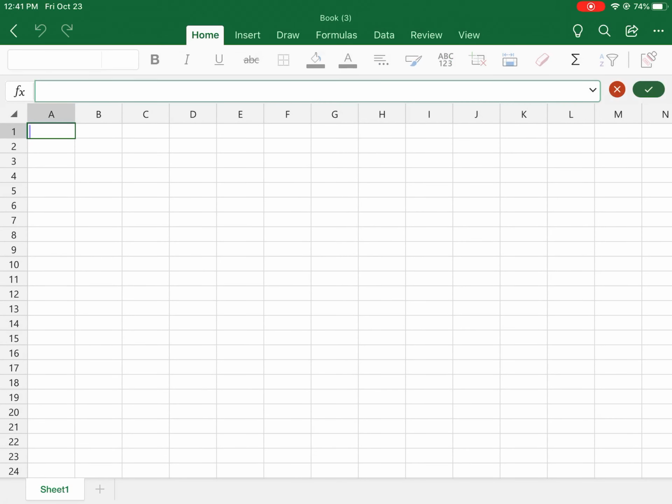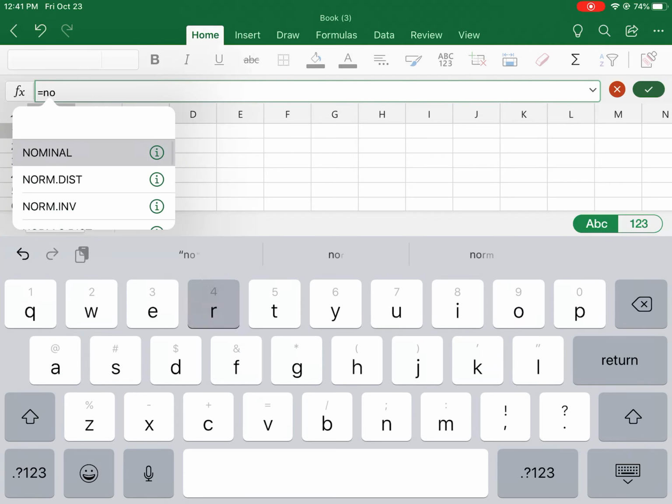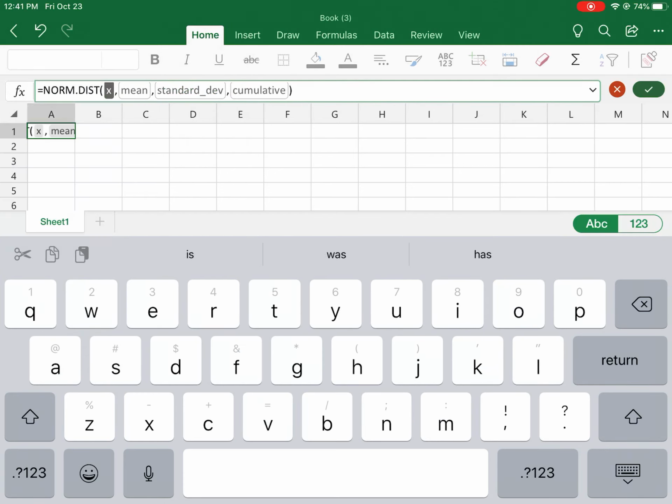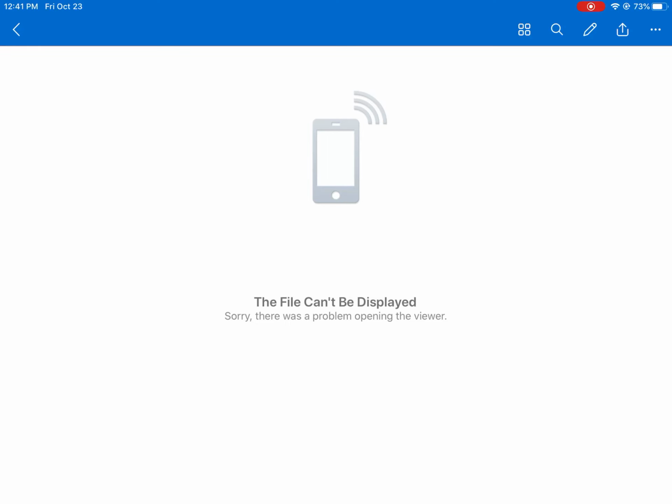So I'm just going to bring up a blank Excel. So let's plug it in. So equals, so the norm distribution, okay? So my x in this case, that was 67. So I'm going to go ahead. So again, I'm looking at this one here.